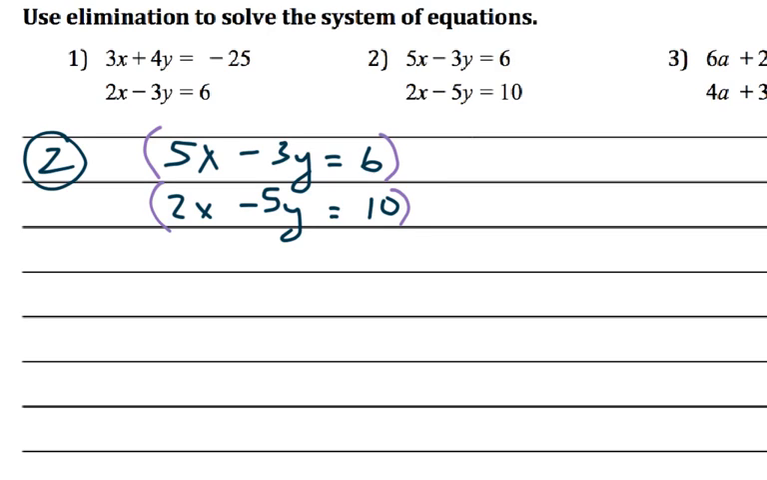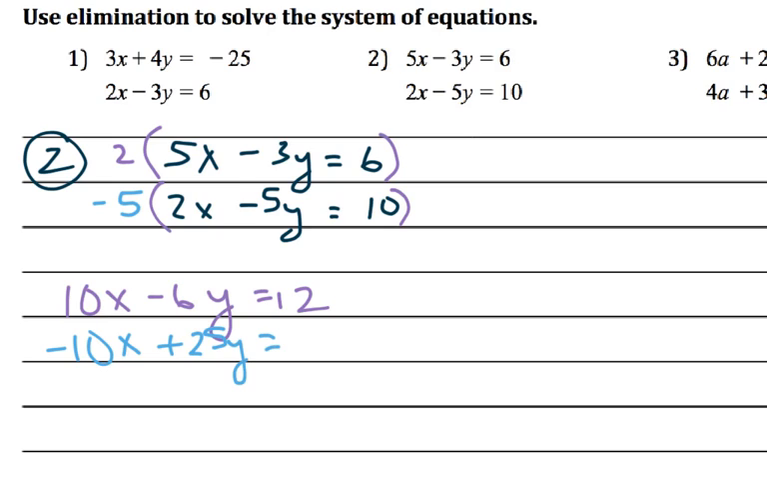So I know that I could get 5 to become 10 by doubling it, and since I can get 2 also to become 10, I think we're going to target 10. So I'm going to take 5 times 2 to get 10, but then in the second equation, I'm going to multiply it by a 5, and then like I've been saying, not just 5, but a negative 5. So that when I move to the second equation, the first equation gives me 10x minus 6y equals 12, and then in the second equation, negative 10x plus 25y equals 5 times 10 is negative 50.